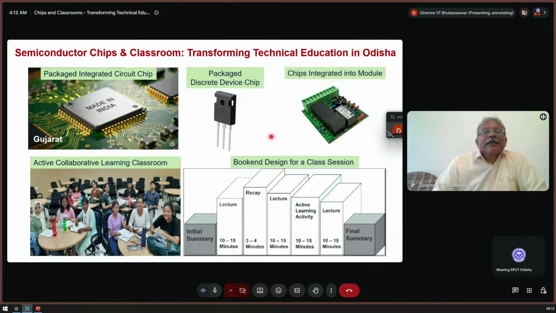And the title of my talk is Semiconductor Chips and Classroom, Transforming Technical Education in India. There are some photographs here. So let me start explaining using these photographs. Let me first take up the word semiconductor chips. What exactly does it mean? Because I think I have a mixed audience, I would like to present the talk in a way in which someone who is not aware of these ideas can understand.